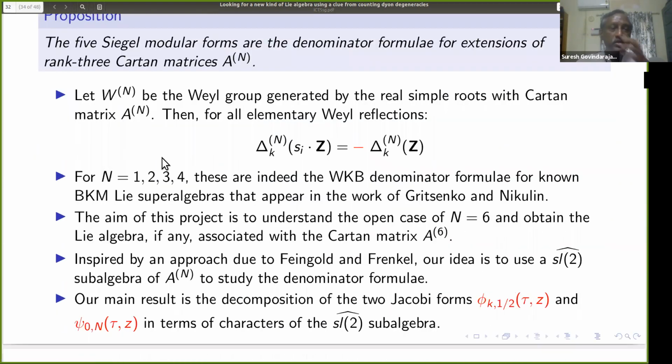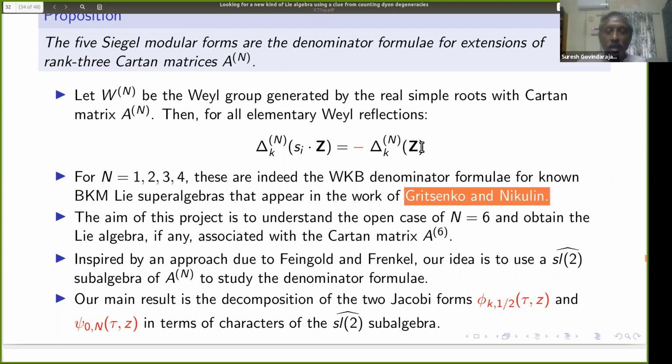So the proposition here: the 5 Siegel modular forms are the denominator formula for extensions of rank 3 Cartan matrices Kn. In particular, like I said, what are the good properties? Let Wn be the Weil group generated by the real simple roots with Cartan matrix An. Then for all these guys, under elementary reflections, this flips sign. This is very important. There are a few more properties which you can check. For 1, 2, 3, and 4, actually, they do appear as denominator formulae in the work of Gritsenko-Nikulin, which precedes all these dyon stuffs.